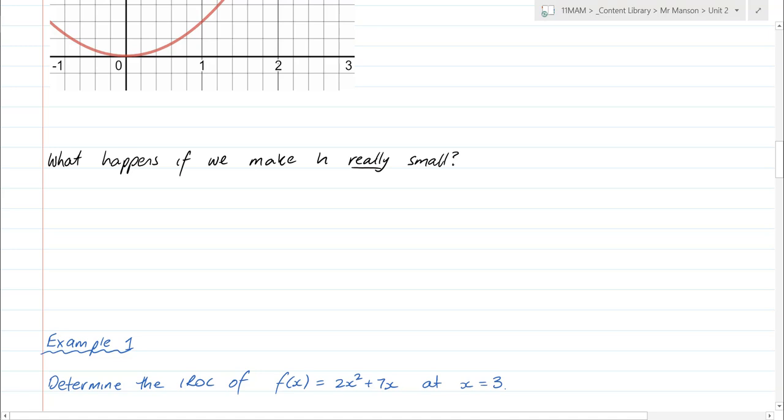So what happens if we make h really small? The answer is m becomes 4 plus something really small. That's quite mathematical. And that just equals 4.